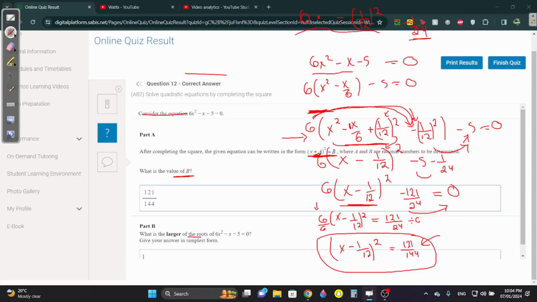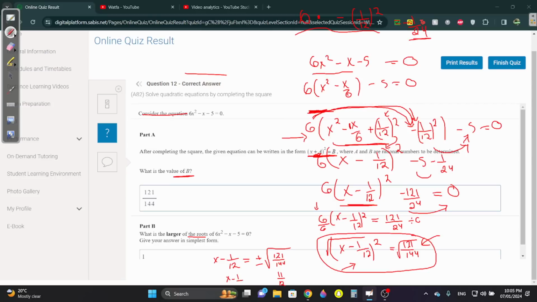Okay, now they're asking what are the roots. So you actually have to solve it now, yeah? So you have to take the square root of both sides. So it will be x minus 1 over 12 equals plus or minus the radical of 121 over 144. You're going to get mixed up. You're going to be like, oh, what's the radical of a fraction? What's this? You can put it on a calculator, or you take the radical of 121 and 144, which is 11 over 12. You can do this on a calculator.